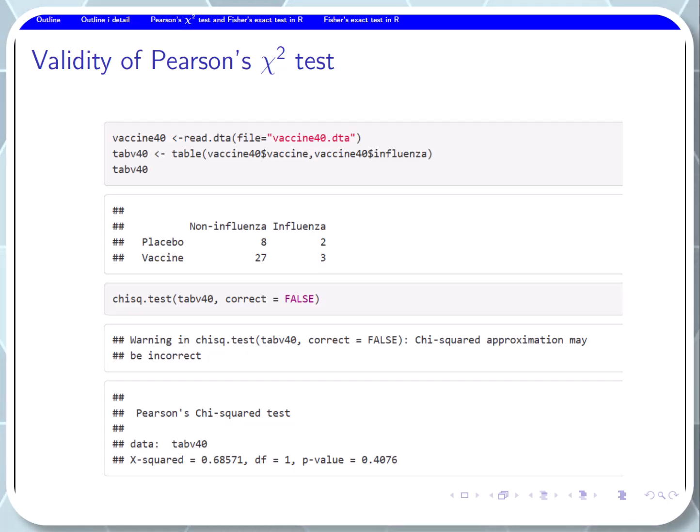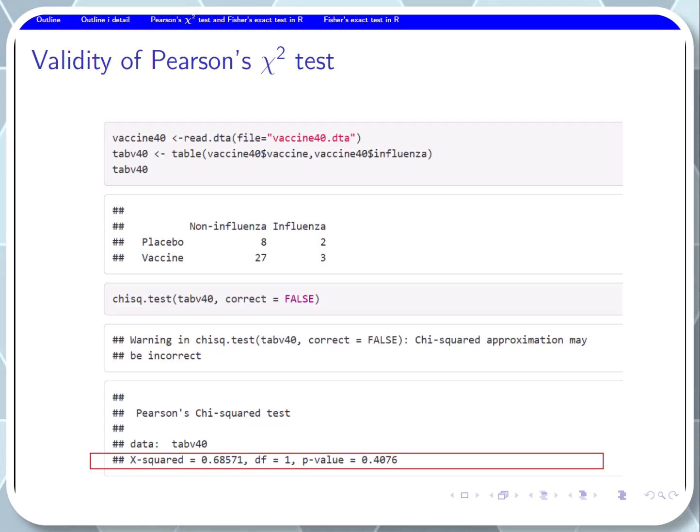The first row in the second box is the placebo group, and the second row is the vaccine group. 2 out of 10 participants contracted influenza in the placebo group. 3 out of 30 participants contracted influenza in the vaccine group. If you add all the numbers together, the sample size is 40. The command line in the third box carries out Pearson's chi-square test. The last line in the fifth box displays output from Pearson's chi-square test.